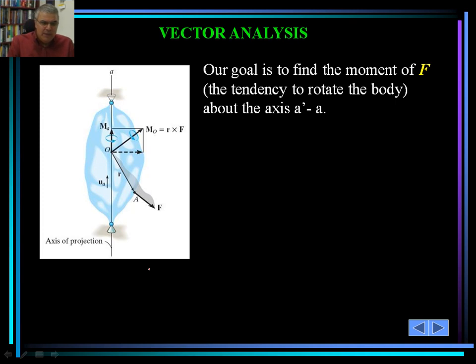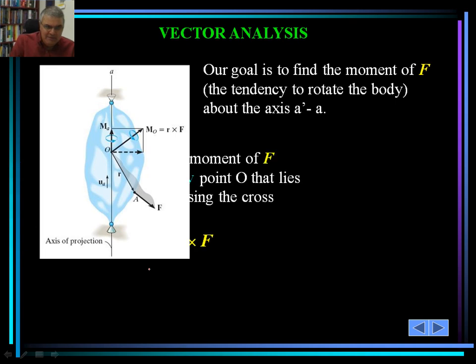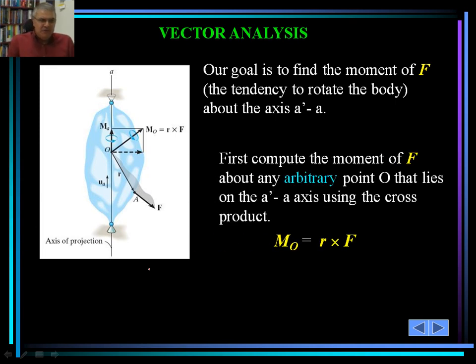In this case, a body is shown, an axis of projection is given. Our goal is to find the moment of F, the tendency to rotate this particular body about an axis AA. The first thing we do is compute the moment of F about any arbitrary point A that lies on the axis, on the AA' axis in this case. It doesn't really matter. And we are using a cross product for that.